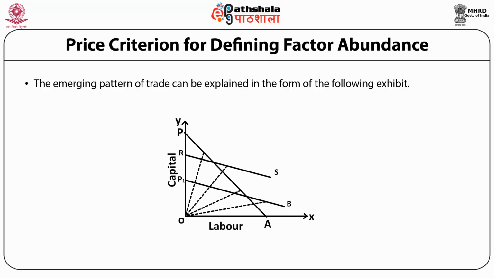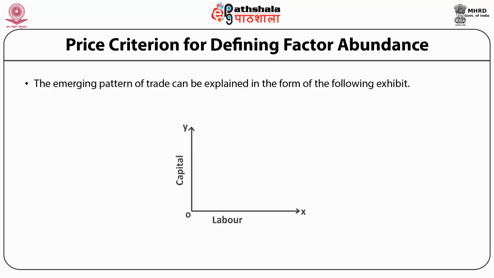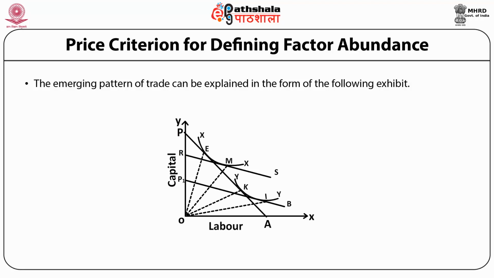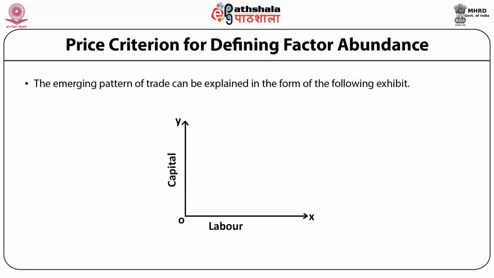Factor capital is represented on the y-axis while the factor labor is represented on the horizontal x-axis. PA is the price line or budget line of the country America. The price line PA is tangent to XX at point E. The price line PA is also tangent to YY isoquant at point K. The point K will help us to find out how much of capital and labor is required to produce 1 unit of Y in America.